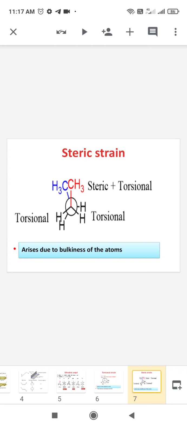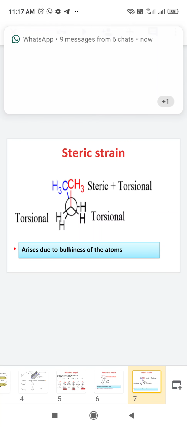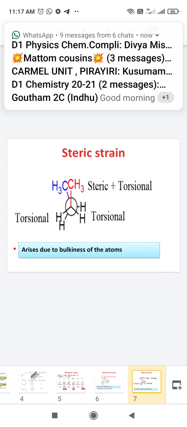So today we discussed the important conformations of ethane, conformations of cyclohexane, then steric strain, angular strain and torsional strain. I hope that you understood the concept.